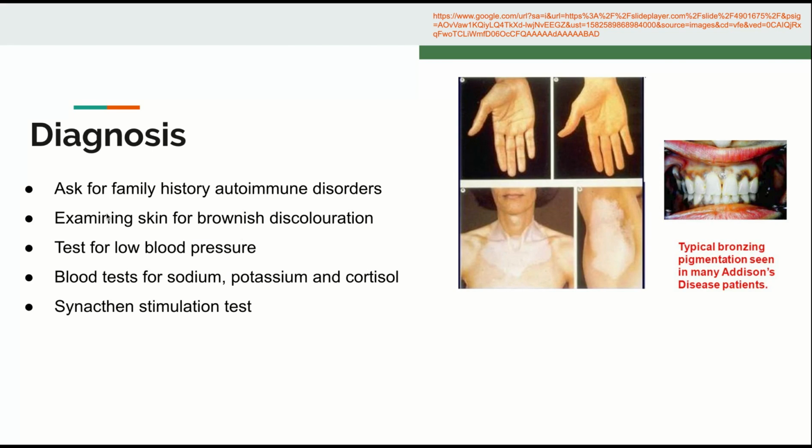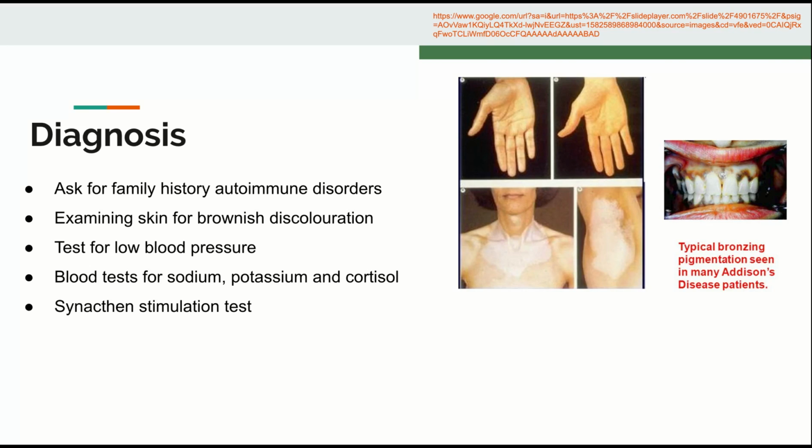In the previous slide, we explained why the doctor would examine the skin for brownish discoloration and test for low blood pressure. The blood tests can be run by a hormone specialist and are looking for low blood pressure, low levels of aldosterone, a high level of ACTH, and low levels of glucose, as well as positive adrenal antibodies, which are antibodies that attack the adrenal gland.